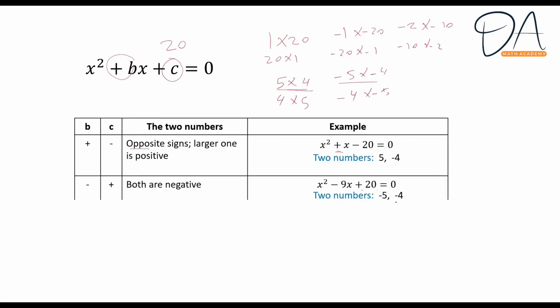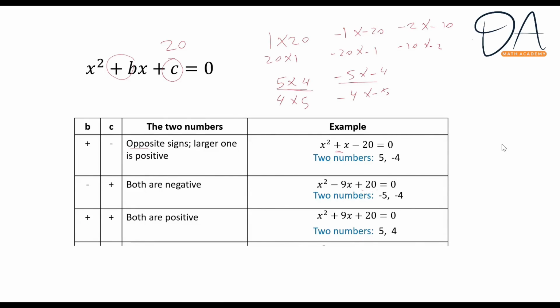Obviously, if we consider 5 times 4, they will give you 20, but when you add them, you will not get a negative value. Another combination is when both b and c are positive. In that case, we are looking for two positive numbers because we need them to add up to a positive number. So both have to be positive. An example here is x squared plus 9x plus 20. 5 times 4 gives us 20, and when we add them, they will give you plus 9.